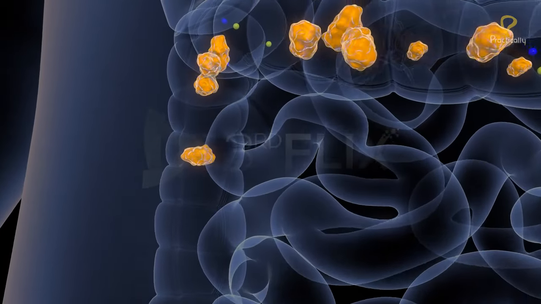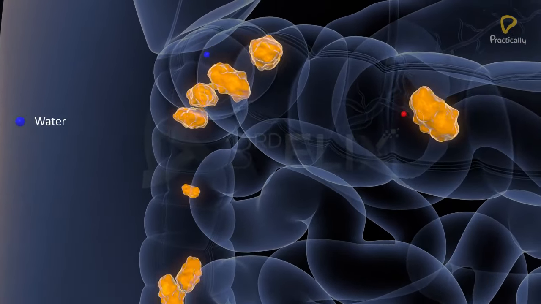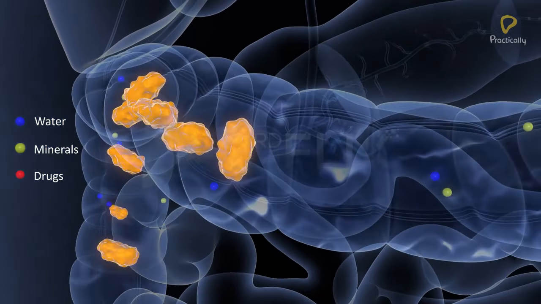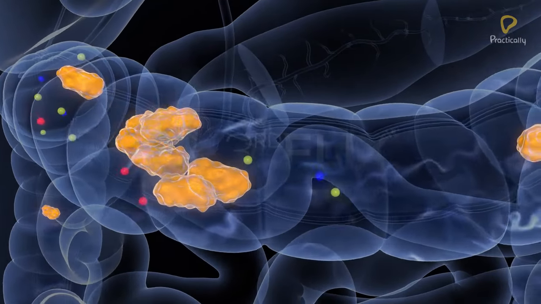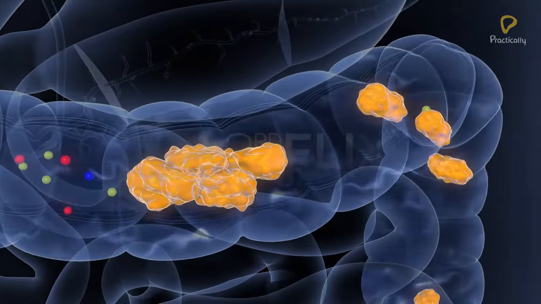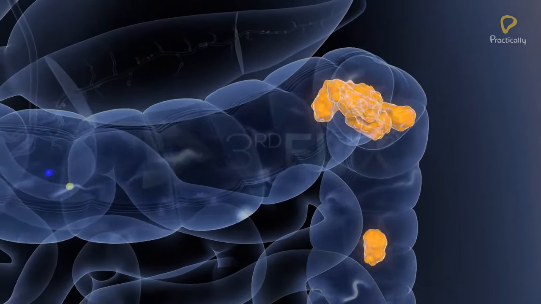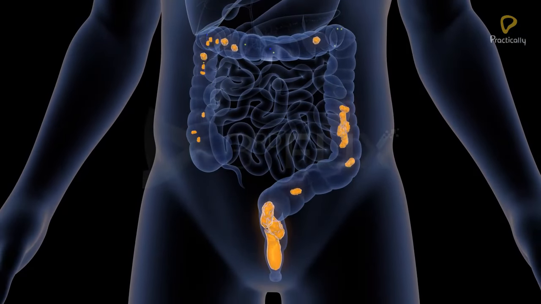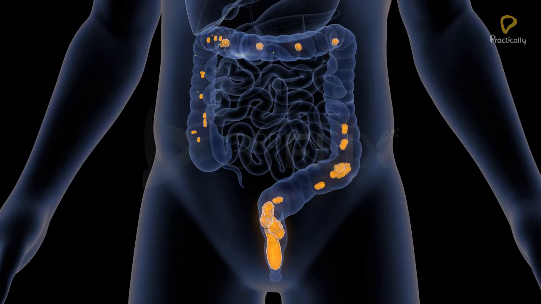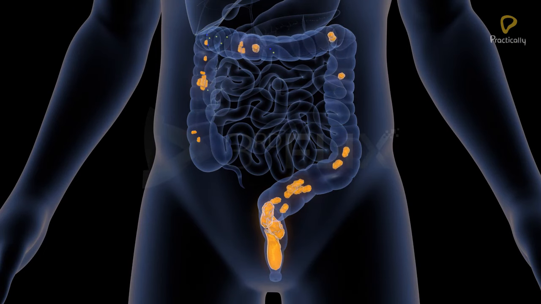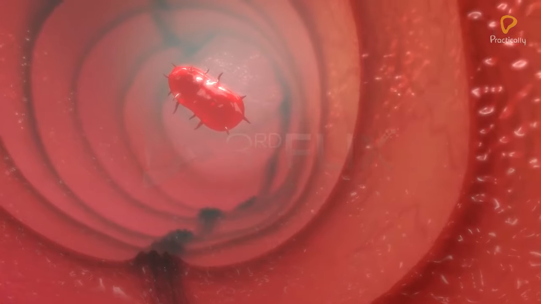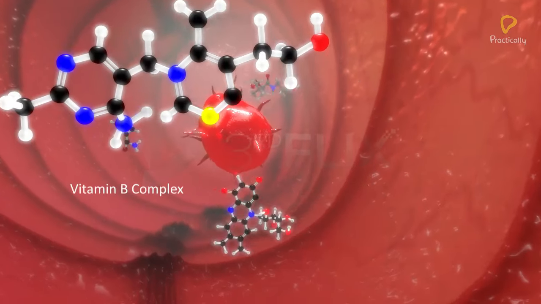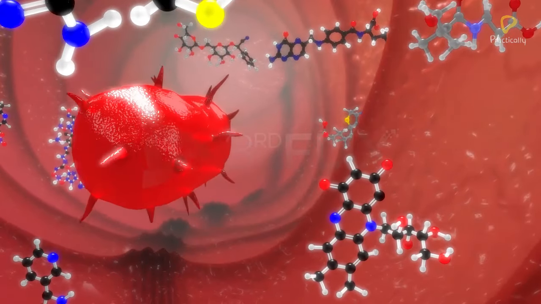The functions of the large intestine are absorption of some water, minerals, and certain drugs, secretion of mucus, which helps in adhering the undigested particles together and lubricating them for an easy passage, and temporary storage of feces till defecation. Moderate quantities of vitamin K and vitamin B complex are produced by bacteria in the large intestine.